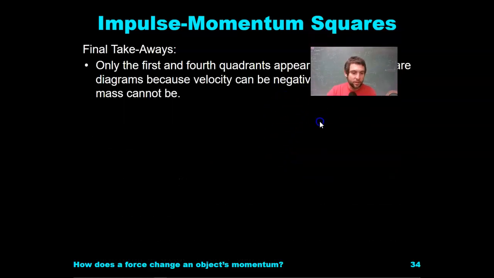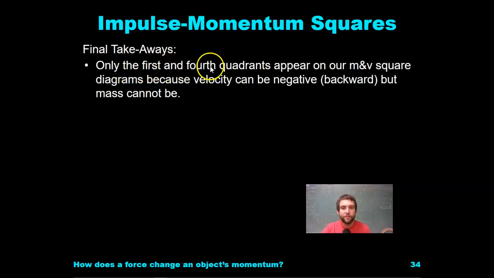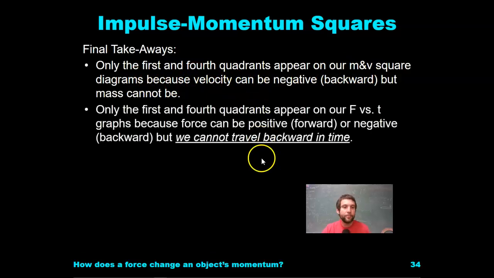Some final takeaways. Only the first and fourth quadrants appear on our M and V square diagrams because velocity can be negative, but mass can't be. Only the first and fourth quadrants appear on our force versus time graphs because force can be positive or negative, but we can't travel backwards in time.